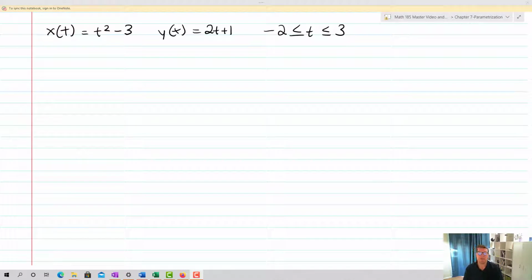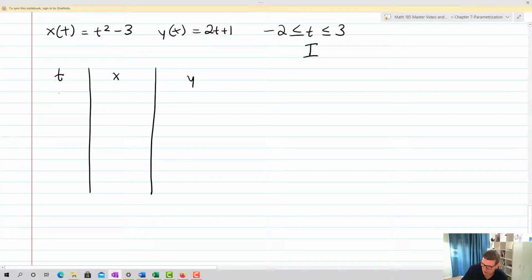What about this parametrization? We'll take another example. Let's say x of t equals t squared minus 3. y of t is going to be 2t plus 1. And we're going to be looking at t greater than or equal to negative 2 and less than or equal to 3. Now, if I take a look at my functions, here's my interval I. And on this interval, t squared minus 3 and 2t plus 1 are continuous. They're actually continuous everywhere, but we do want to make sure that we check that. And now, what I'm going to do is set up my t, my x, and my y, and construct a table for this. So when t is negative 2, we'll do negative 2, negative 1, 0, 1, 2, and 3.